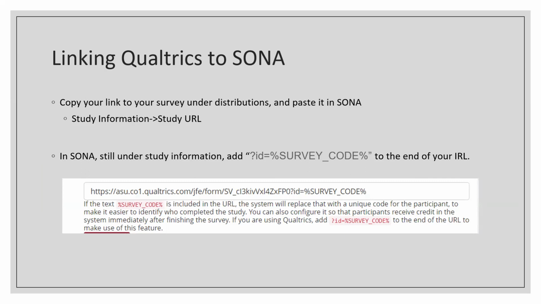When you want to reach that in SONA, you would go to study information where you edit your study information, and then go to study URL, and you would paste the URL to your study. But under that study information, and Qualtrics also has this, and SONA has this as well, this question mark ID jumble that you have to add at the end of your survey URL. You would just have to copy and paste. After you copy and paste your link to your survey, you would just copy and paste that to the end of that URL in SONA. And that's that ID in your embedded data. This is so they link to each other.